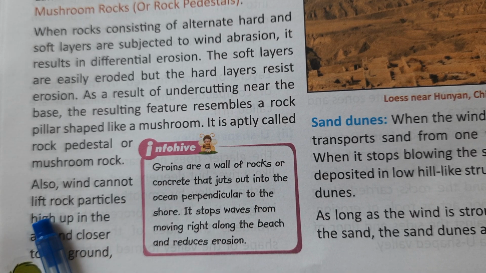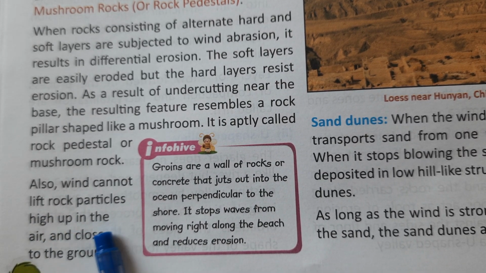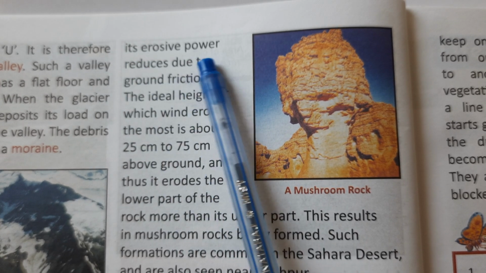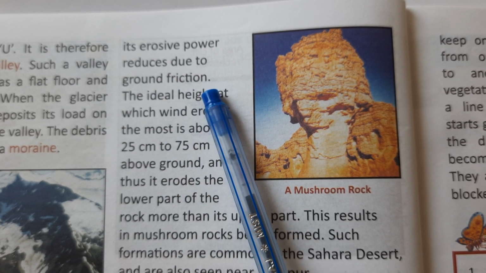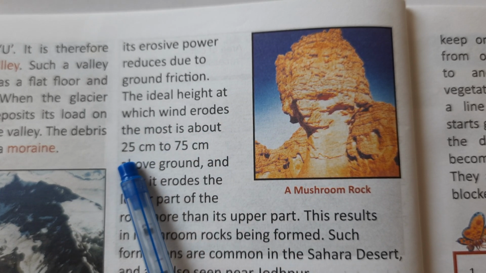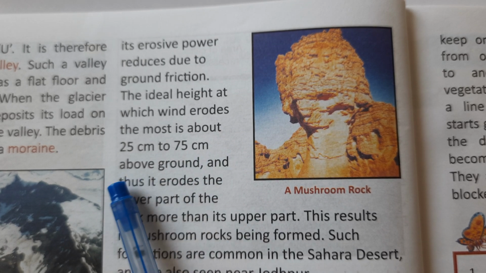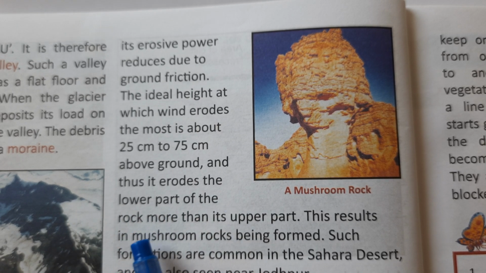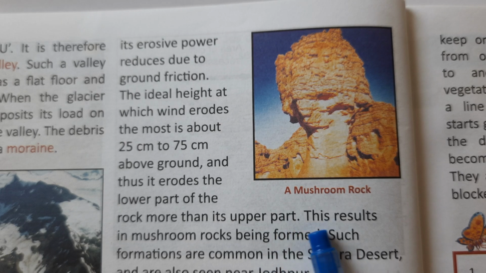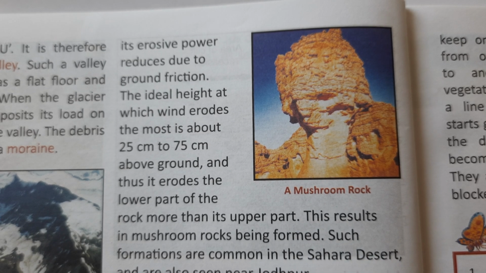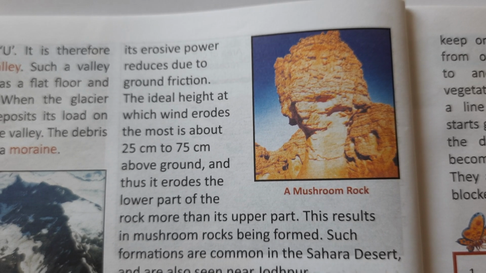Also, wind cannot lift rock particles high up in the air, only closer to the ground. Its erosive power reduces due to ground friction. The ideal height at which wind erodes the most is about 25 cm to 75 cm above ground, and thus it erodes the lower part of the rock more than its upper part. This results in mushroom rocks being formed. Such formations are common in the Sahara Desert and are also seen near Jodhpur.